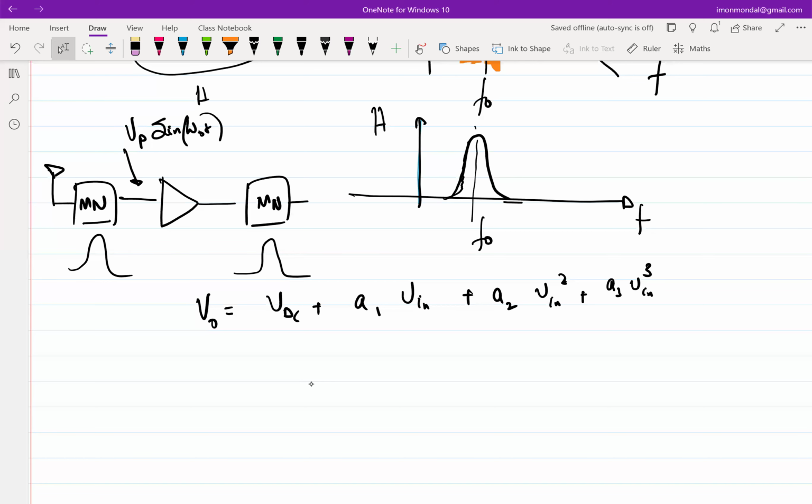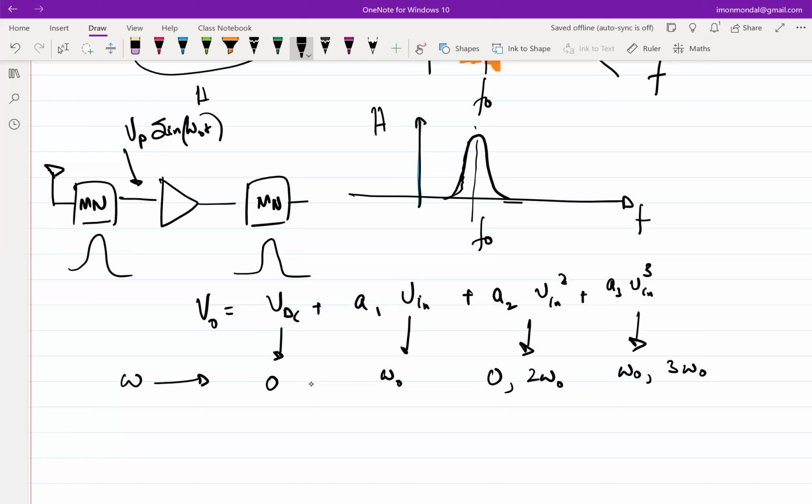If I now evaluate the effect of this system when the input is Vp sine omega naught t, clearly the first term is going to give me an output at 0 frequency, so VDC will give you a term at 0. The second term is going to give you an output at omega naught. The third term is going to give you an output at DC and 2 omega naught. And the last term is going to give you outputs at omega naught and 3 omega naught, right?